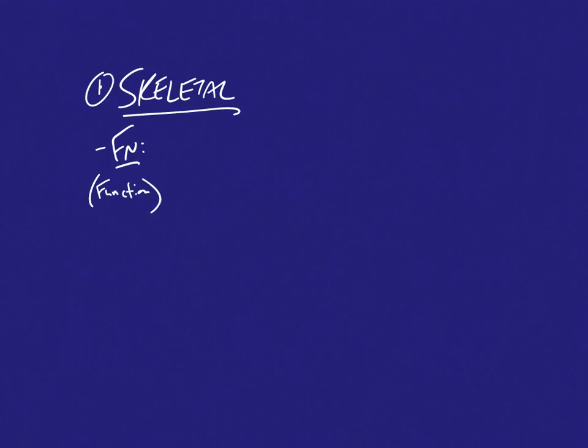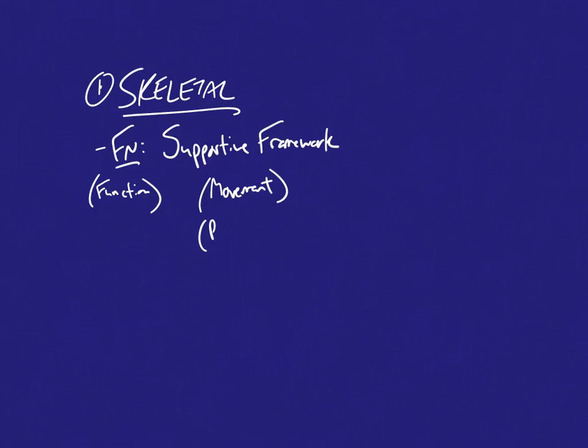All right, so number one, and I'll probably lose track as we go: system number one, the skeletal system. Now, for the skeletal system, major function, and the way I'm going to abbreviate this is FN. Anytime I write FN, what I mean is function. Major functions for the skeletal system really are to be a supportive framework. Secondary function here is movement, right? Also protection.